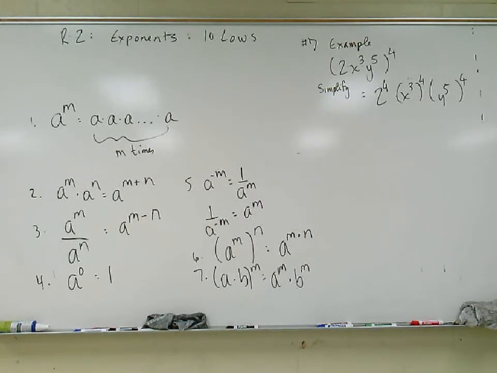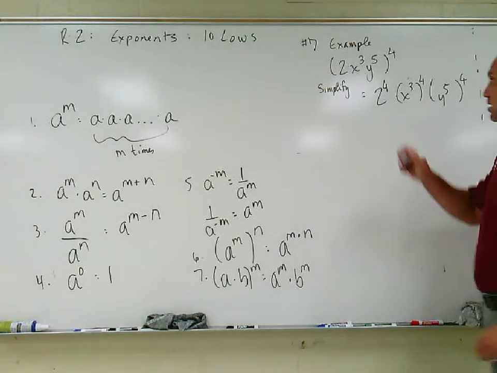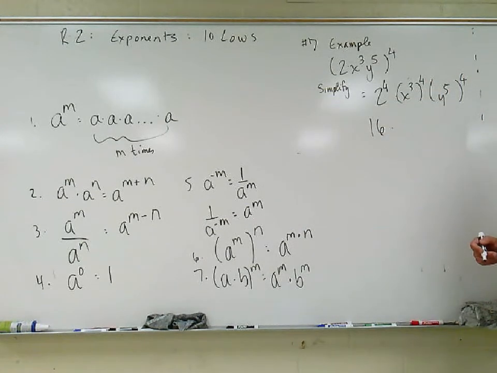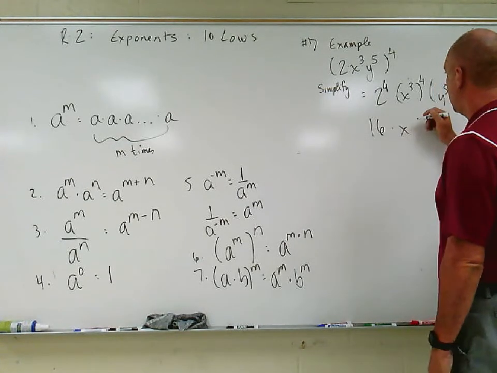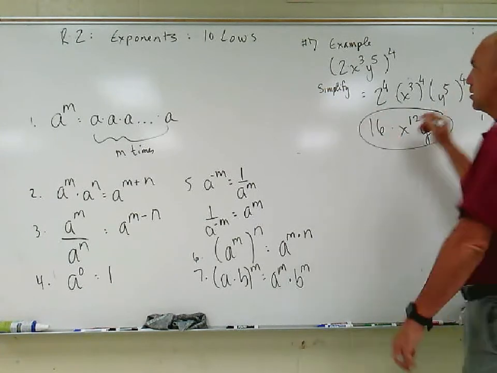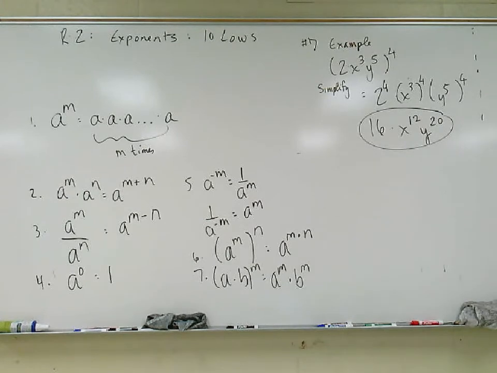Do you know what 2 to the fourth is? You got it? I thought you had it. 16. Sounded like you were gonna say it, yeah. And then now, notice how you have 2 rules in one. So now you have x cubed to the fourth, power to a power, we do what? Multiply, so you get x to the 12th and y to the 20th. There you go. Okay. Everybody good with that?